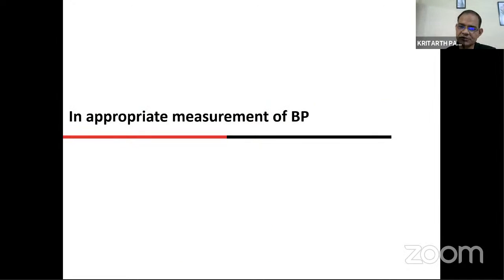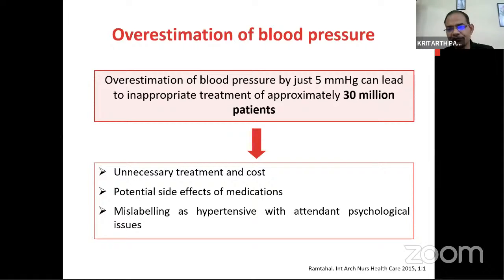The inappropriate measurement of BP. What are the impacts of that? Overestimation of blood pressure. Overestimation of blood pressure by just 5 mmHg can lead to inappropriate treatment of approximately 30 million patients. It means unnecessary treatment cost, treatment diagnosis, potential side effects of the medications, and mislabeling as hypertension, which can lead to psychological trauma to the patient, and psychological issues may occur in a few patients. So unnecessary overestimation of blood pressure is dangerous.